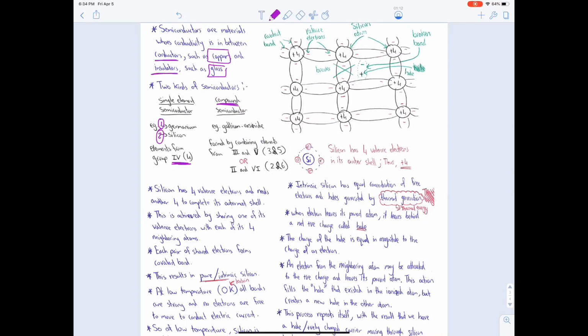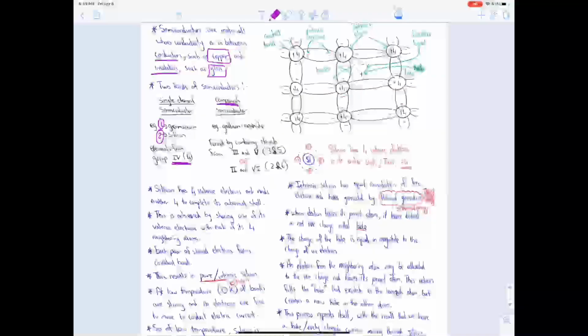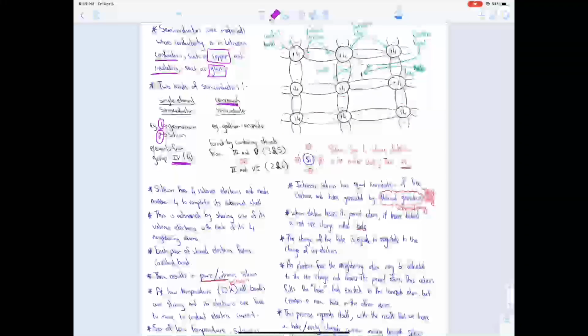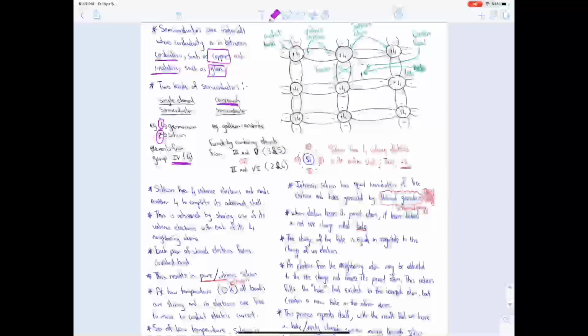Now, from the compound semiconductors, you can create semiconductors from gallium arsenide, and it's formed by combining elements from group 3 and 5 or group 2 and 6. Okay? Now, in this chapter, we're going to focus on the silicon semiconductor because, as I said, it's the one most used in chips and integrated circuits.